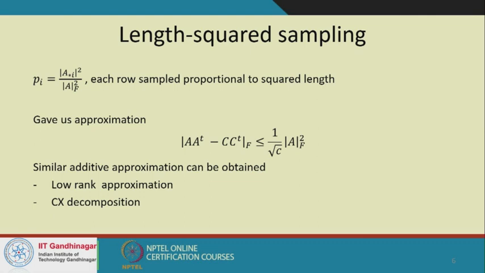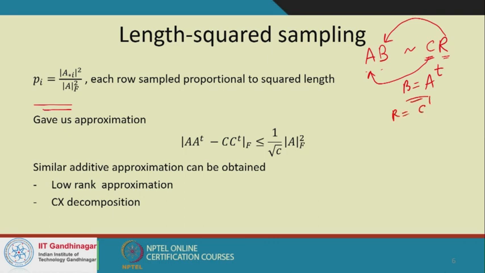So here is one possible way. We have looked at the problem of matrix multiplication: in order to multiply two matrices A times B, we created a sample C from A and a sample R from B, using some sort of length square sampling, right? In particular, one of the special cases that we looked at is when B equals A transpose. In that case, the length square sampling that we were interested in turned out to be the following. I create the matrix C, and if B equals A transpose, then the matrix R is again equal to C transpose.